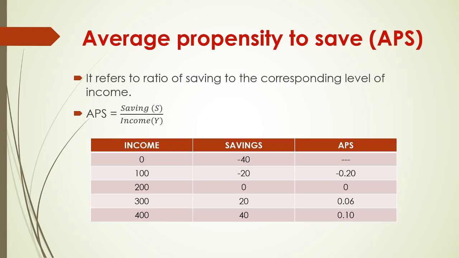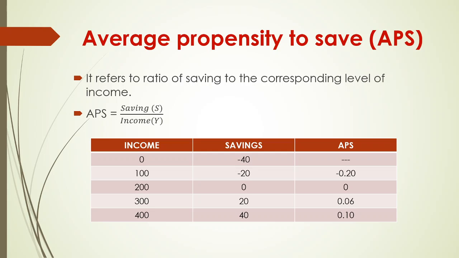This is the table which will make the concept of APS clear. The first column shows income, from 0 to 400. The second column shows savings: minus 40, minus 20, 0, 20, then 40.